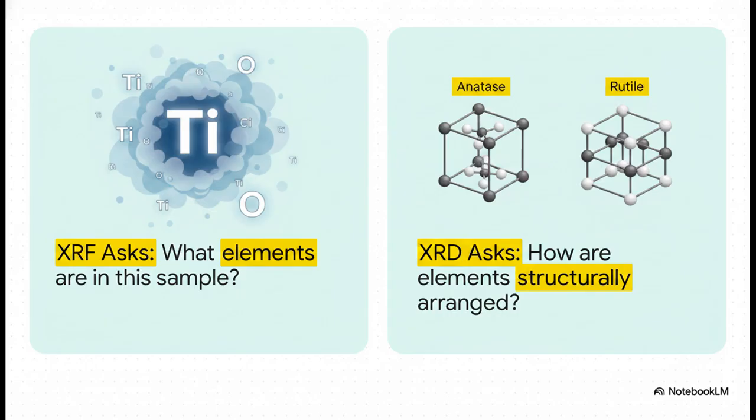If you just need to know, hey, what elements are in this thing and how much of each, you need the chemist. You need XRF. But if your question is more like, okay, I know there's carbon in here, but how is it arranged? Well, that's when you call in the architect, XRD. And that carbon example is perfect. XRF would just tell you, yep, there's carbon. It's XRD that tells you whether that carbon is arranged as soft, flaky graphite or as an ultra-hard diamond. Same exact element, but a totally different structure and completely different properties.